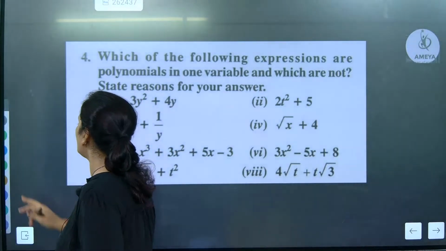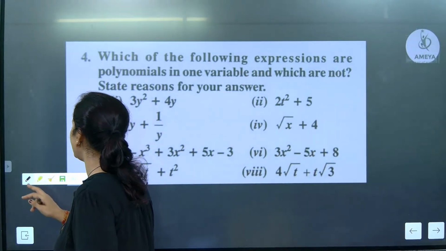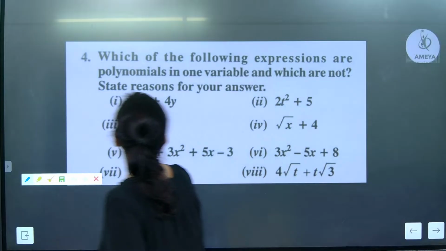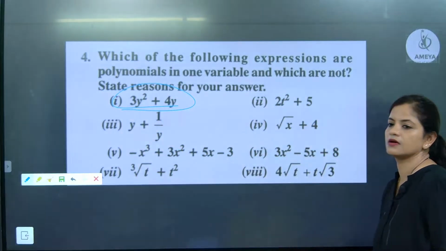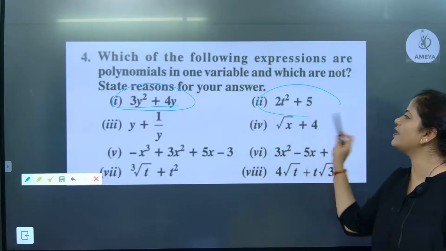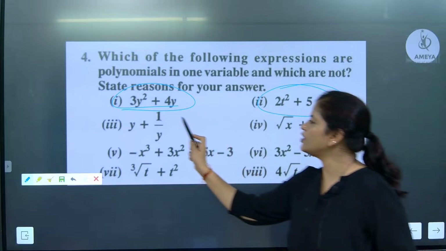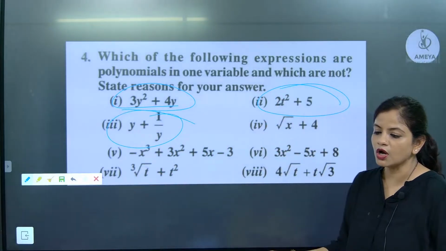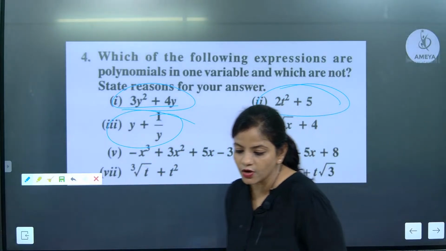So let's see what answer we are exactly going to get here. Come on, are you ready for it? So this is a polynomial. What is the highest degree? 2. This is a polynomial. What is the highest degree? 2. This is a polynomial or not? No. It is not at all a polynomial.